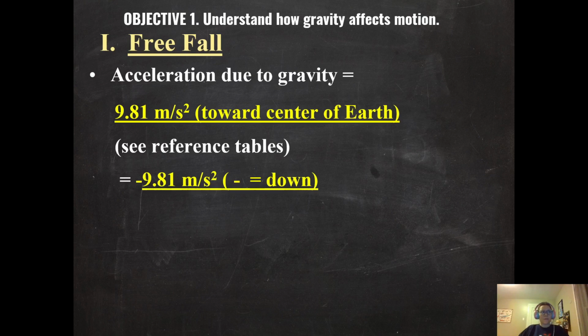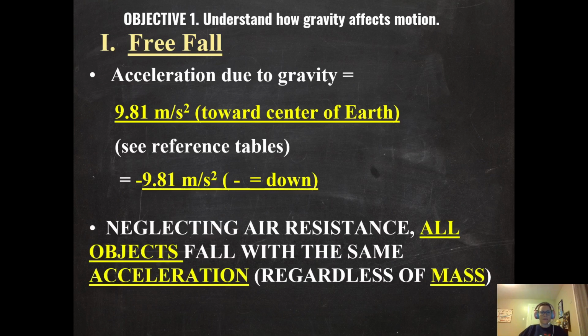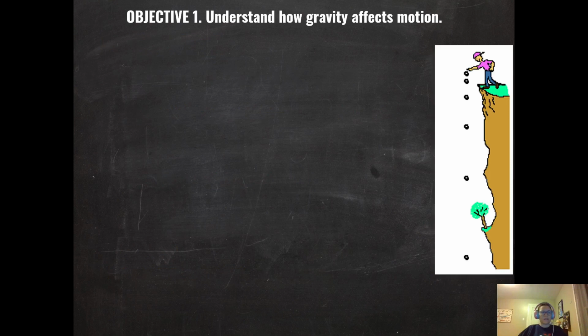However, we know that acceleration is a vector quantity. Therefore, if it is towards the center of the Earth, we're going to call this down, and it's going to have a negative sign. If we neglect air resistance, all objects fall with the same acceleration, regardless of their mass. So what does this look like in the real world?